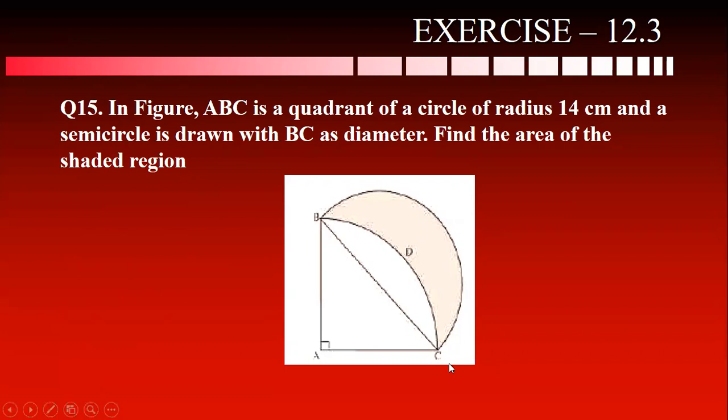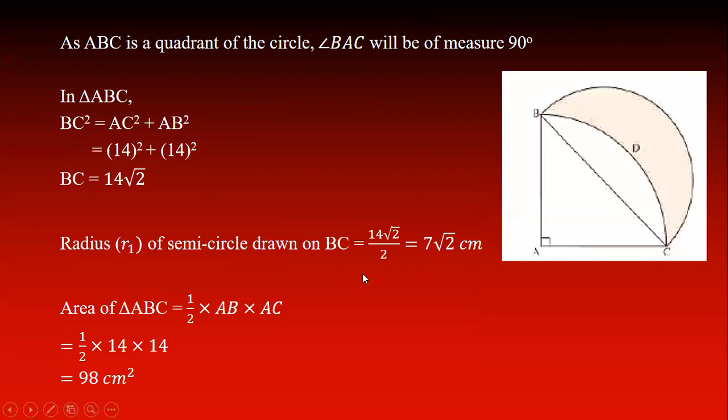Then we'll find area of semicircle. We'll subtract the segment again. Whatever remains is the area of the shaded region. So let us go through it.